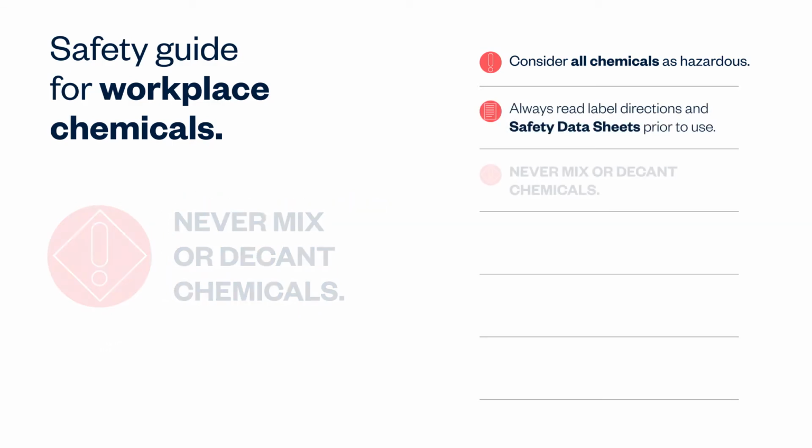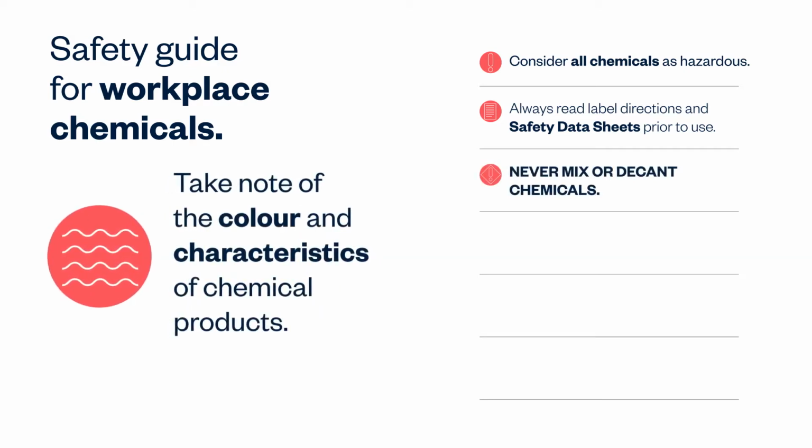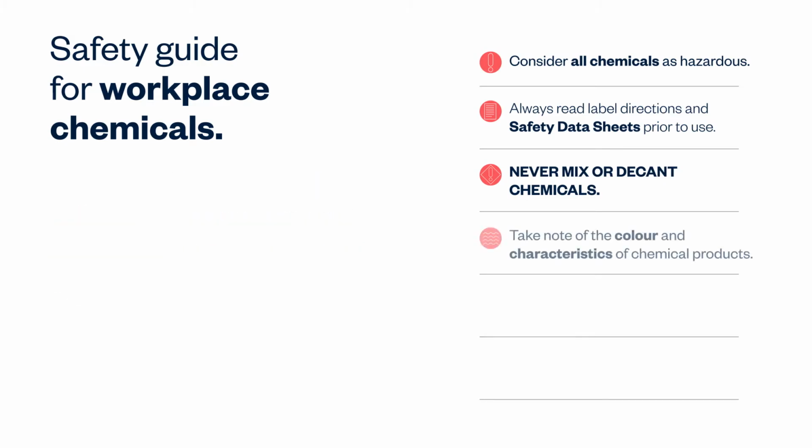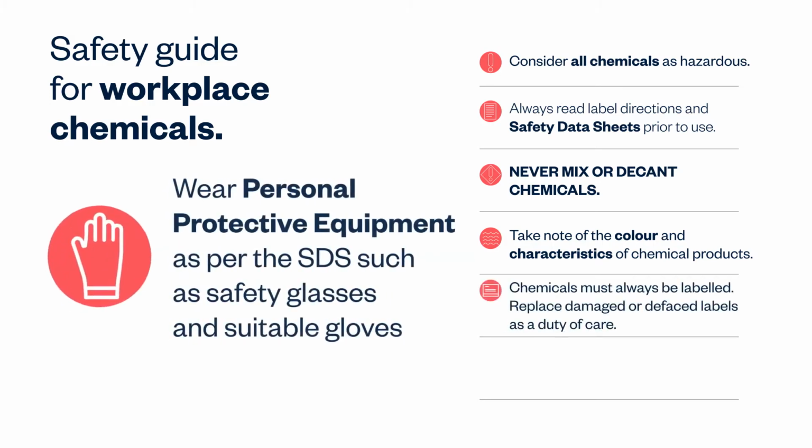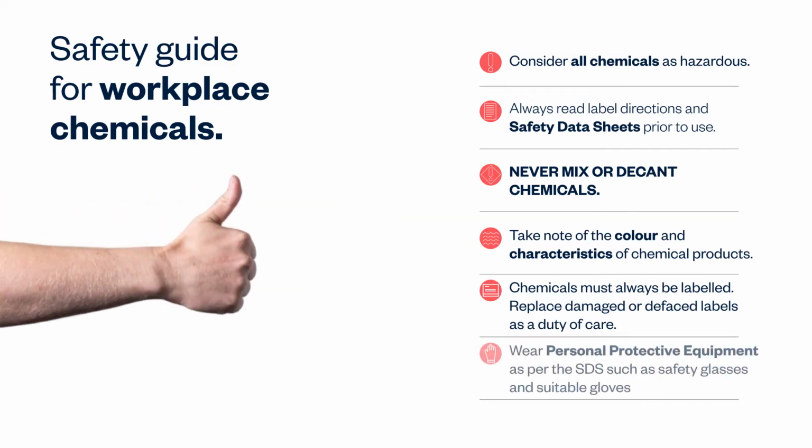Never mix or decant chemicals, as there could be potential hazardous reactions between different chemicals that could result in serious injury. Always check the physical characteristics of the chemical, including colour and smell, to ensure you are using the correct product. Chemicals must always be correctly labelled. Promptly replace damaged or defaced labels so there is no question as to what the chemicals are, and always wear appropriate personal protective equipment as specified in the SDS, such as safety glasses and gloves, to prevent accidental chemical exposure.